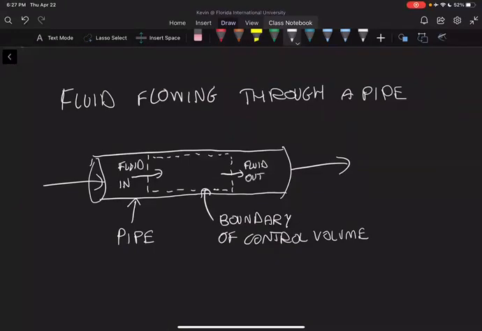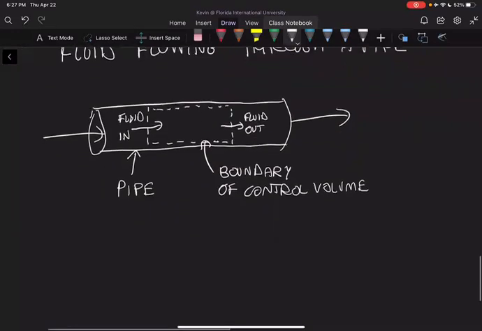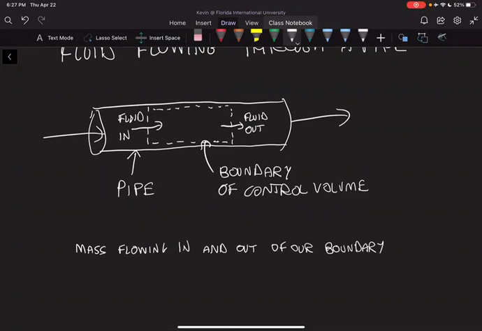So now we have essentially a mass flowing in and out of our boundary. Okay, we can see that we have a mass of fluid flowing in and out through the boundary, and the boundary does not move. This boundary of control volume does not move. So it's studying a system that is fixed with a mass going through it. Okay, so that's the example of an open system.